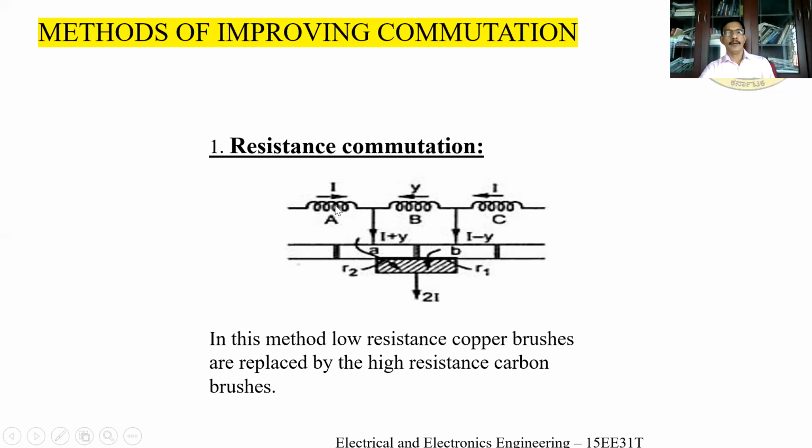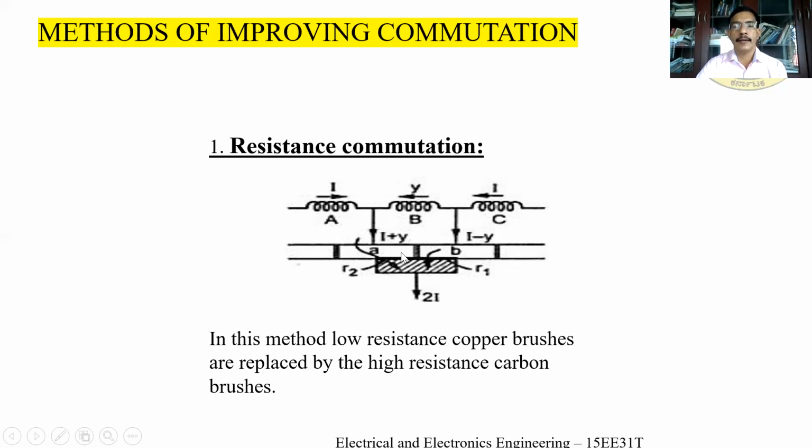Here you can see the armature coil. Here in this side current flows left to right, here right to left. Here are the current path, commutator segments and brushes. Current I comes from the left side, current I from the right side, total current 2I. In the center current is Y. So in this path I plus Y, here I minus Y. This area resistance is R1, this area resistance is R2.